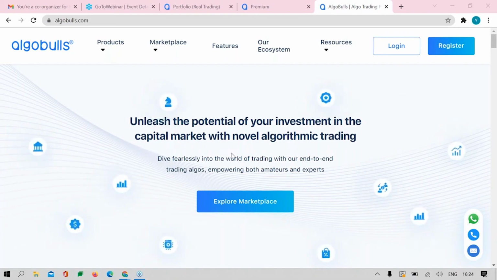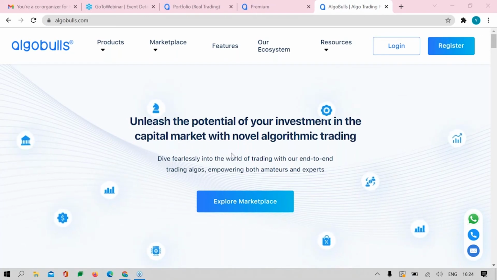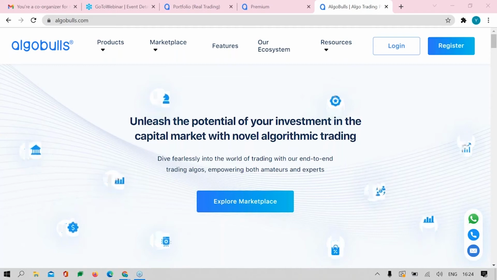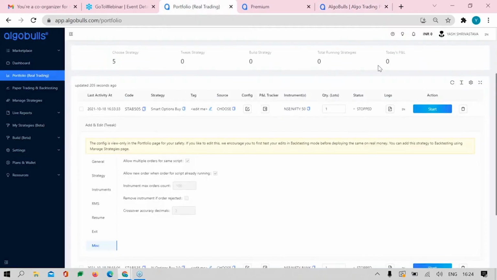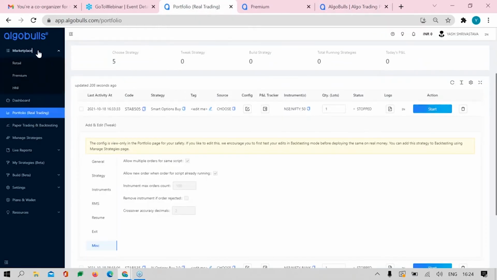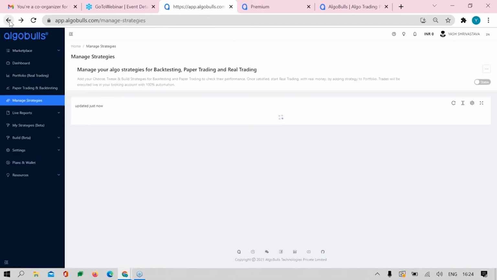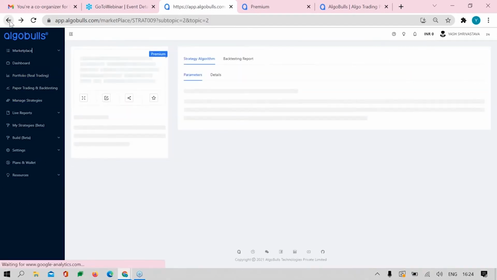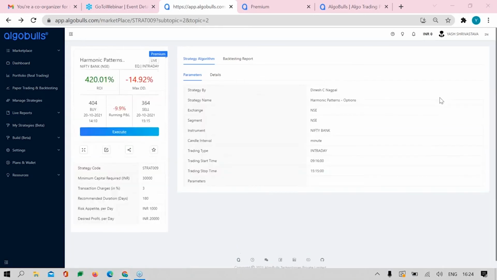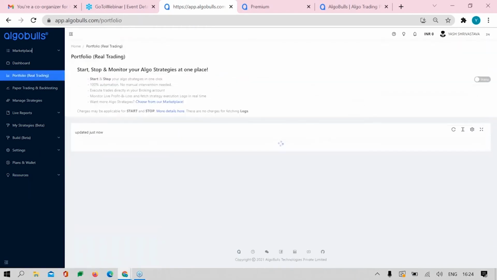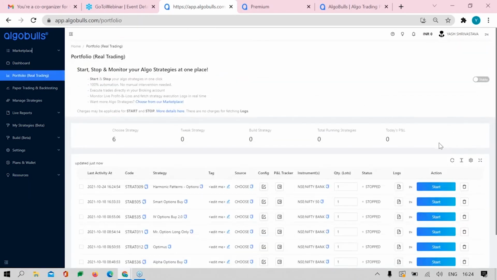Yes, talking about Sanjay Agarwal, I think your question is how do you buy? As I've already showcased on the platform, you can just choose the strategy you are looking for. Suppose you want to buy this harmonic pattern strategy, you can simply click on execute and then it will be added to your portfolio.